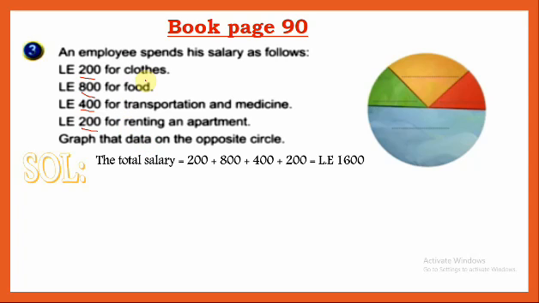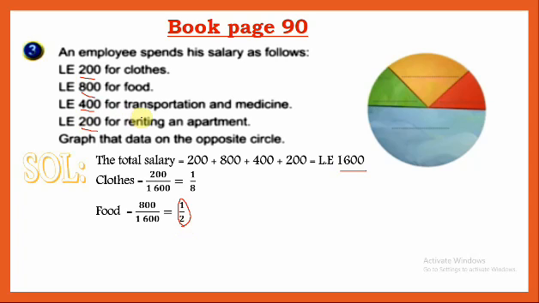First, the clothes. He spent 200 LA on the clothes. So 200 over 1600. So the fraction that represents the clothes equals an eighth. What about the food? 800 over the total, 1600, equals half. A very common fraction, my favorite. It's very easy to represent it.